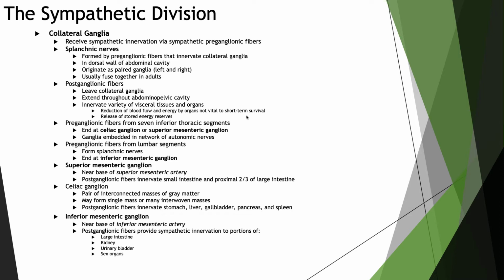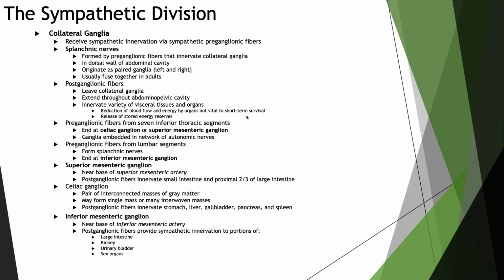The general function is to, one, reduce blood flow and energy use by the organs that are not important to immediate survival, such as the digestive tract, and two, release stored energy. The splanchnic nerves innervate 3 collateral ganglia. Preganglionic fibers from the 7 inferior thoracic spinal segments end at either the celiac ganglion or the superior mesenteric ganglia. These ganglia are embedded in an extensive network of autonomic nerves. Preganglionic fibers from the lumbar segments form splanchnic nerves that end in the inferior mesenteric ganglia.